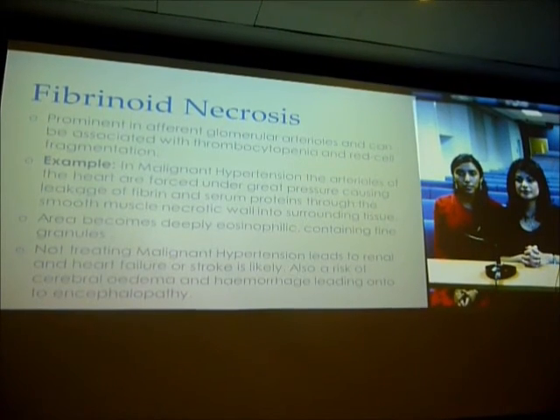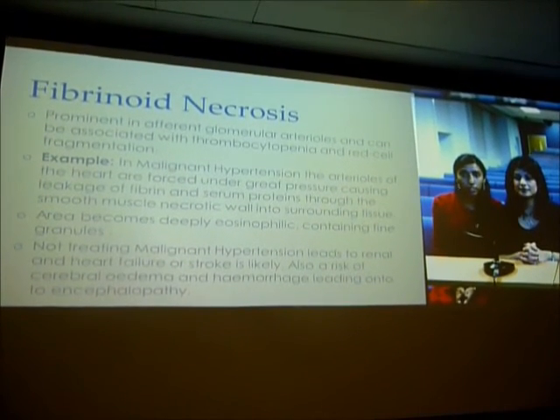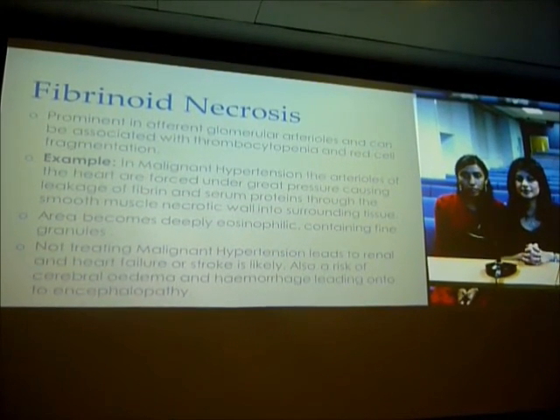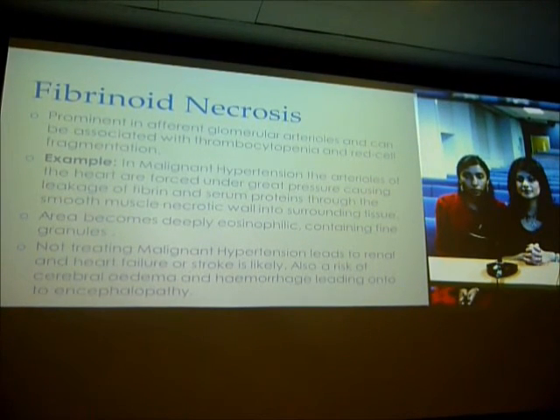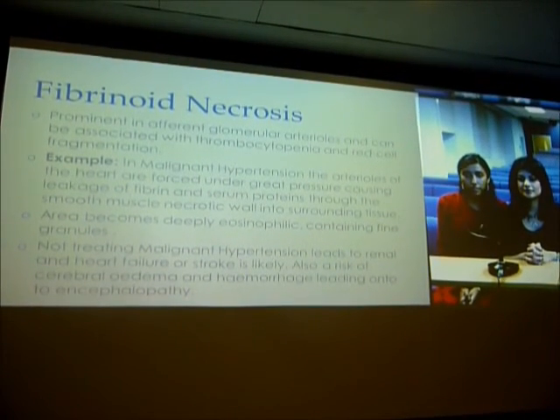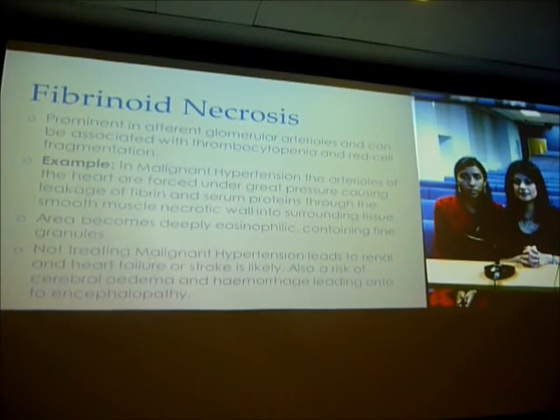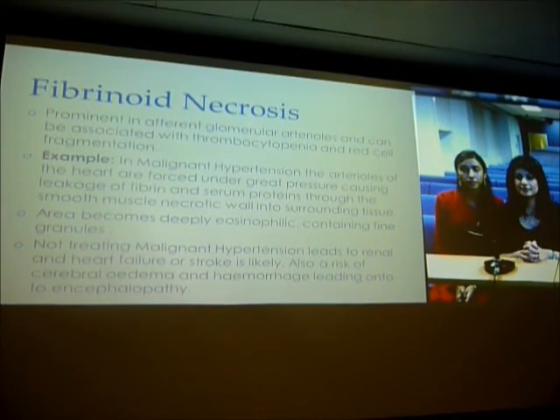Fibrinoid necrosis is prominent in arterioles, and any deposition of fibrin within small blood vessels can be associated with thrombocytopenia and red cell fragmentation. An example is malignant hypertension, causing fibrin and protein leakage through necrotic muscle, thus resulting in the area becoming deeply eosinophilic, containing fine granules. Fibrinoid necrosis is identified only by histological examination.